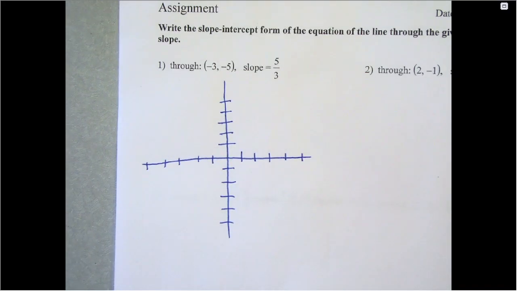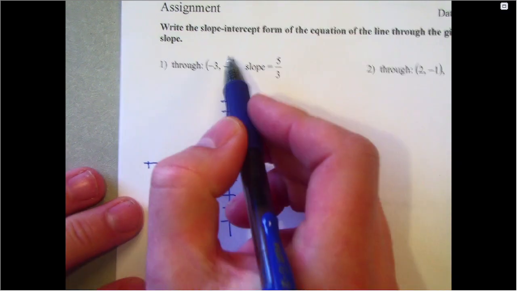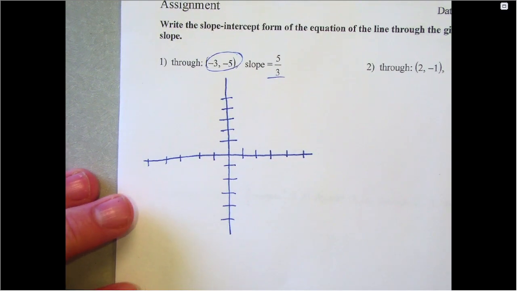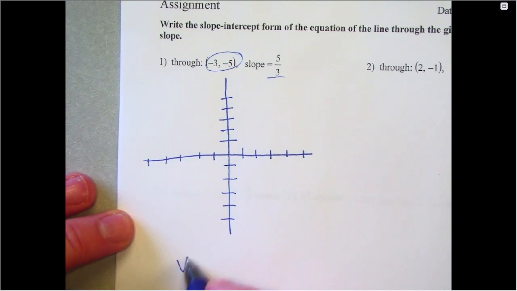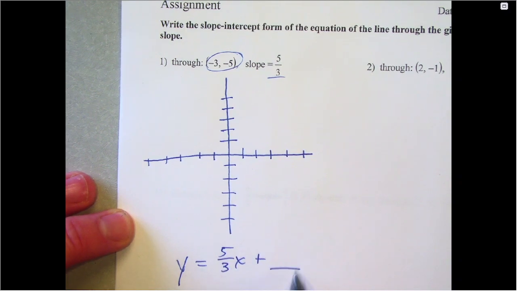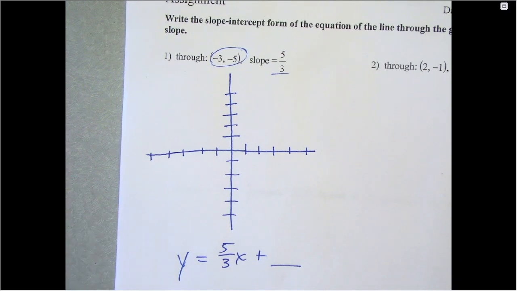So you're looking for the equation of the line. I'm telling you where to start, and then I'm telling you the slope. So I want the equation. Well, my equation is going to be 5/3 x plus something, because I know the slope. The slope goes in front of the x.